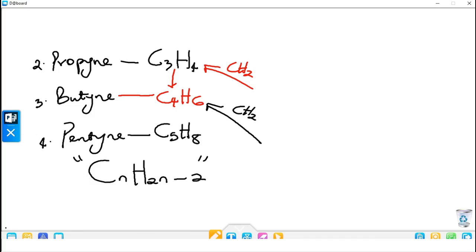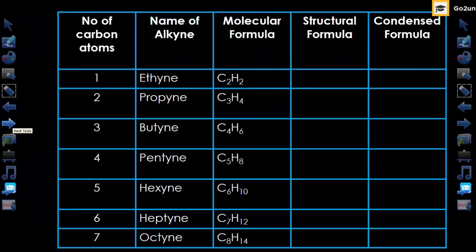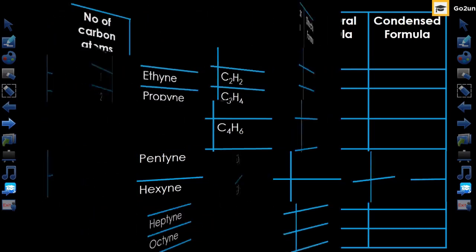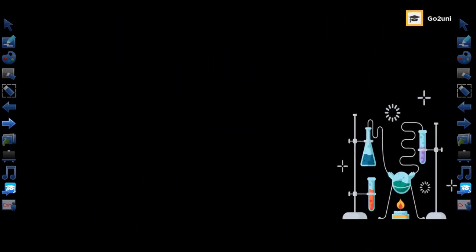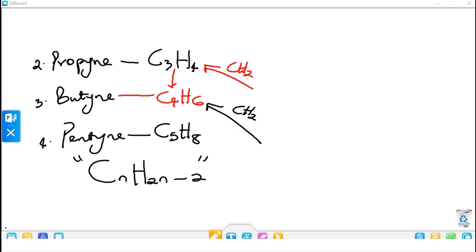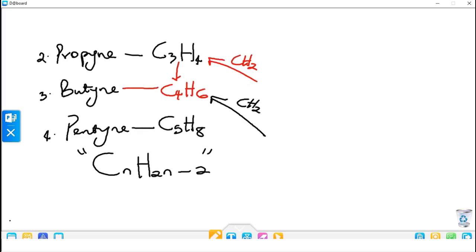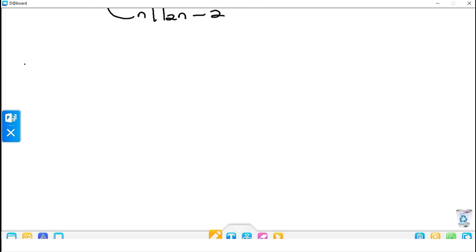So go ahead to get hexyne, heptyne, octyne, and higher alkynes. So this is how to get the molecular formula for the alkyne. Now, having seen how to get the molecular formula, let us proceed to looking at how to get the structural formula and the condensed formula. So we are going to see how to get structural formula and the condensed formula for the alkynes.